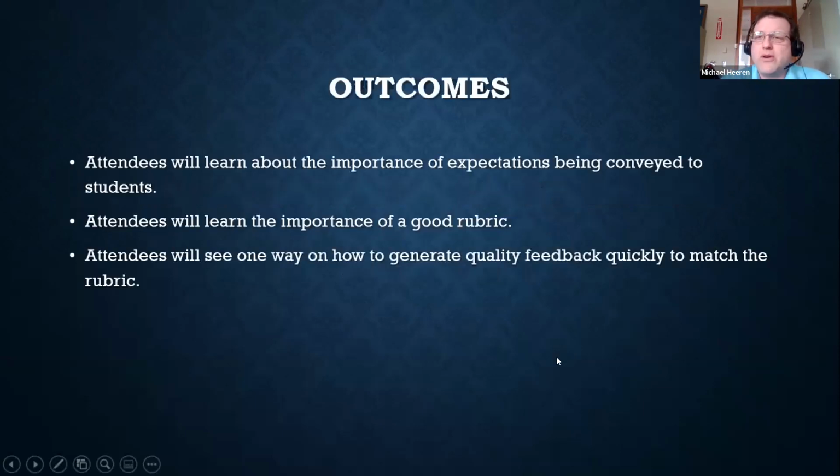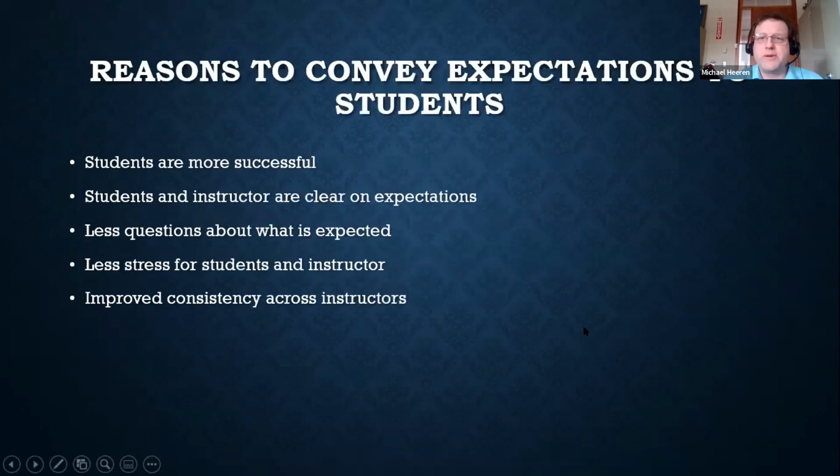So here are just some outcomes that I am looking for you to be able to achieve today. We'll learn about the importance of expectations being conveyed to the students, learn the importance of a good rubric, and see one way on how to generate some quality feedback quickly to match the rubric, because we all know that feedback is very important. So something just to think about right now is, some reasons to convey the expectations to our students.